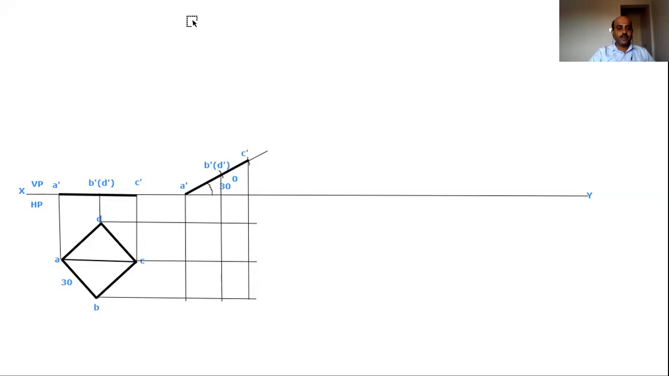Okay. So use annotations over here. This is A. This is B. This is C. Okay. So join the lines with this line and complete the second position.